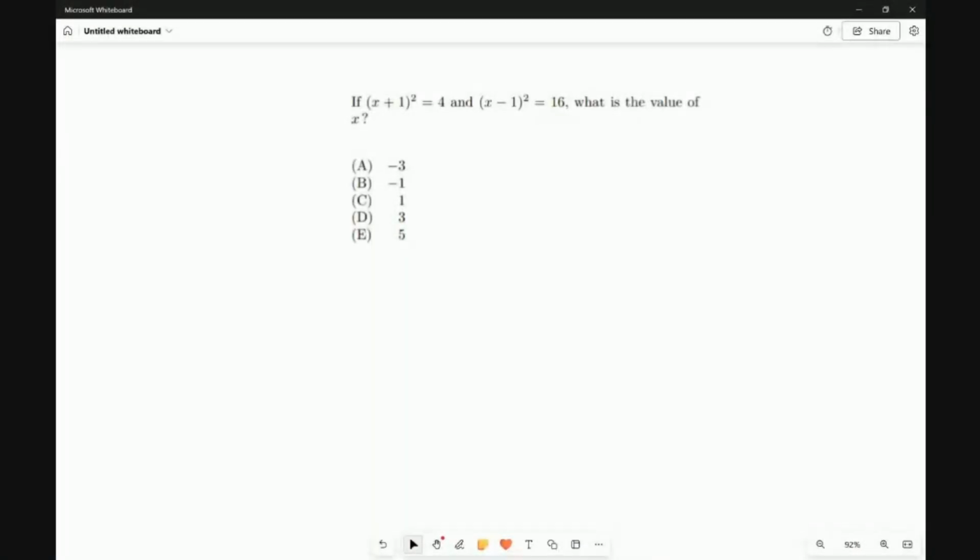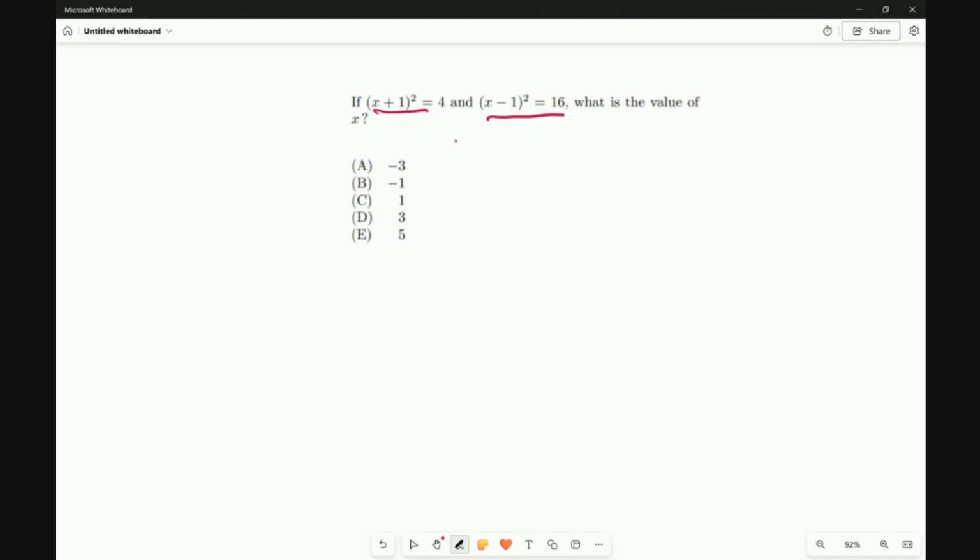The question says, if (x+1)² is equal to 4 and (x−1)² is equal to 16, what is the value of x? A lot of students may get tripped up on this, and some of us are also prone to jump to algebra. So let's do the algebra first. Whenever you see something like this, my first notion is, we're trying to get x. So let's solve each of these equations to see what the value of x is.